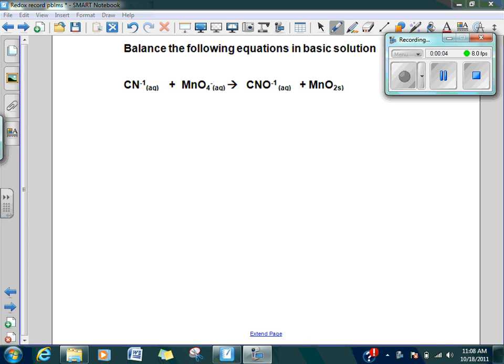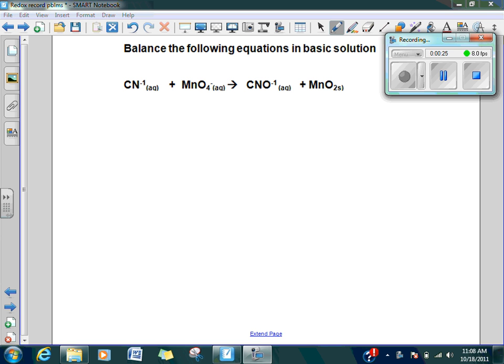Catalyst students, this is going to be our first attempt at trying to start flipping our classroom. I chose a basic solution because it's going to be very similar to the redox and acid solution, so it should be a little bit of a review. This first part I'm going to go through quite quickly because it should be the same, and then you'll see at the very end how we adjust for the basic solution.